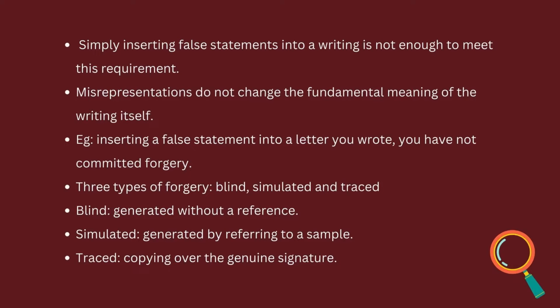Simulated forgery means generating a signature by referring to the original signature which has intentions of being forged by the forger. Traced forgery, on the other hand, means copying over a genuine signature which has been attained by the forger in order to make sure that the signature that they are trying to copy is at least 95% as accurate as the original signature.